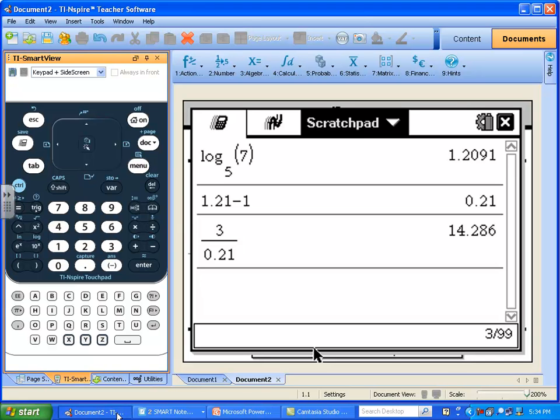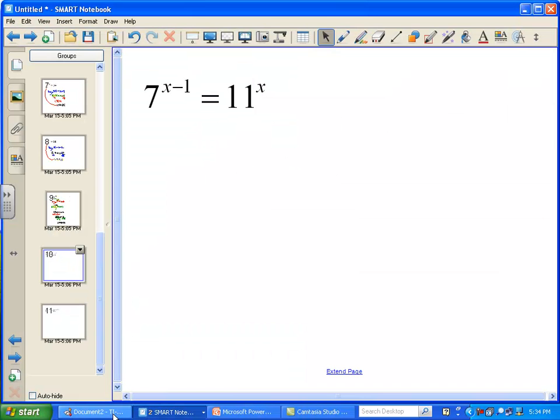If I put that one up there, I might have kind of lumped that into learning target 10, or not 10, but learning target 8. But I do cover change of base formula in there.